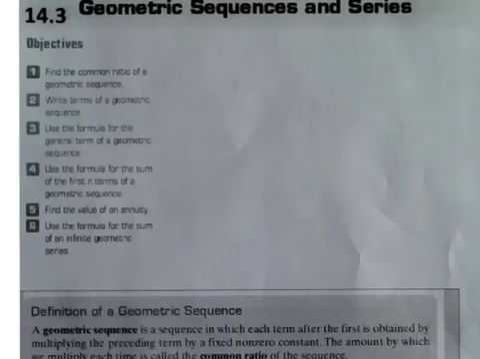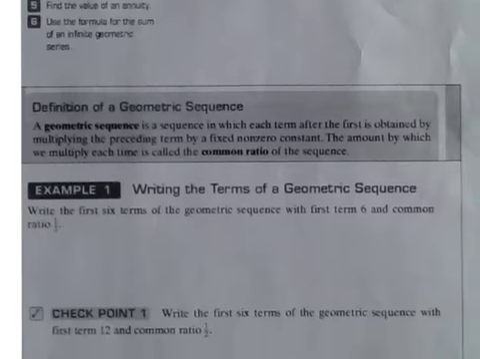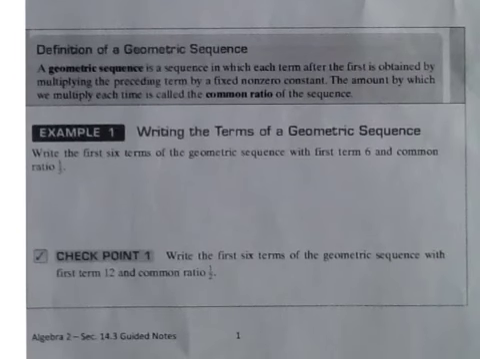This is 14.3 Part 1, Geometric Sequences in Series, and your objectives are all listed here, but we're going to really concentrate on the first three in Part 1. That is, find the common ratio of a geometric sequence, write the terms of a geometric sequence, and use the formula for the general term for a geometric sequence.